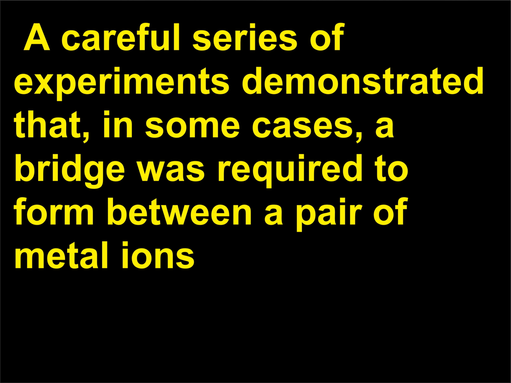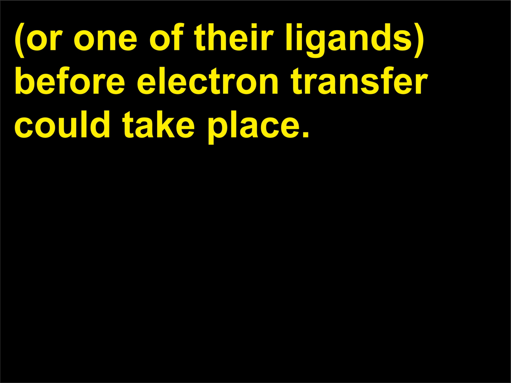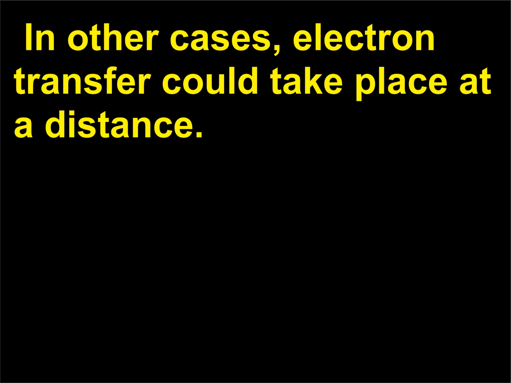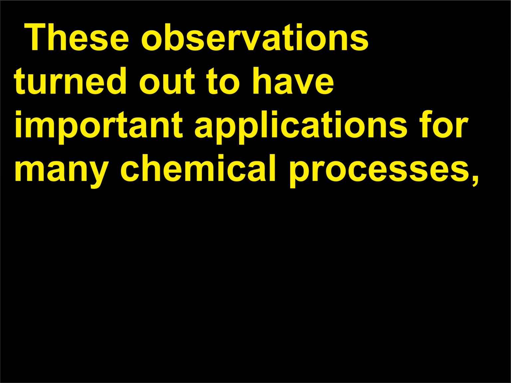A careful series of experiments demonstrated that, in some cases, a bridge was required to form between a pair of metal ions, or one of their ligands, before electron transfer could take place. In other cases, electron transfer could take place at a distance. These observations turned out to have important applications for many chemical processes, particularly in the field of biochemistry.